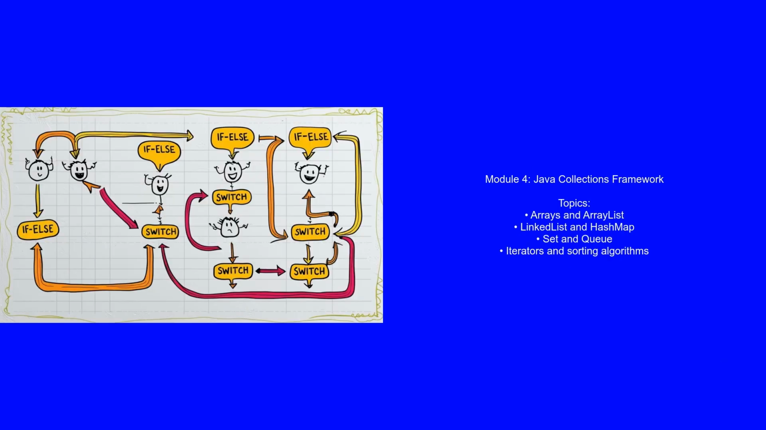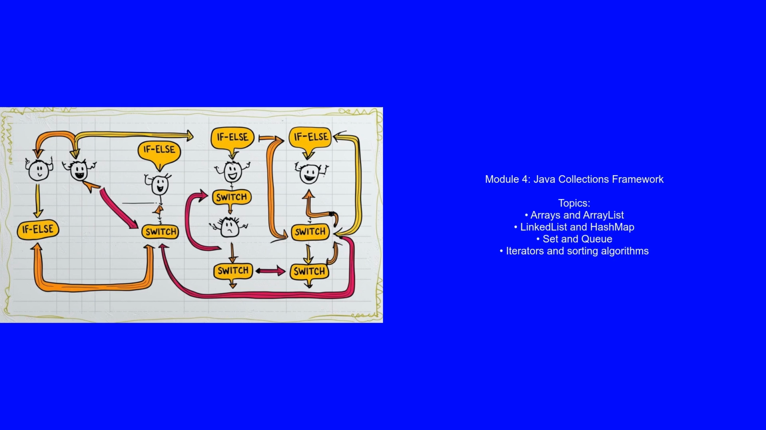Alright, let's dive into Module 4, where we'll be exploring the Java Collections framework. First up, we'll be looking at arrays and ArrayList. These are essential data structures in Java that allow us to store and manipulate collections of items. Next, we'll move on to linked list and hash map. Linked lists are great for maintaining an ordered sequence of elements, while hash maps are perfect for storing key-value pairs.